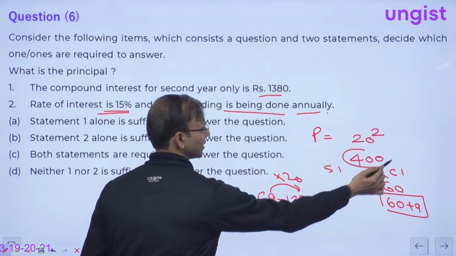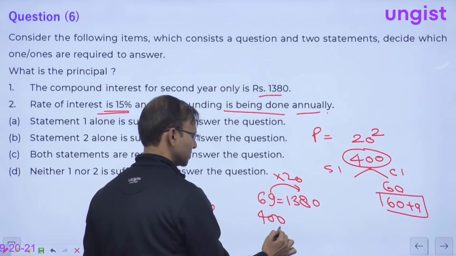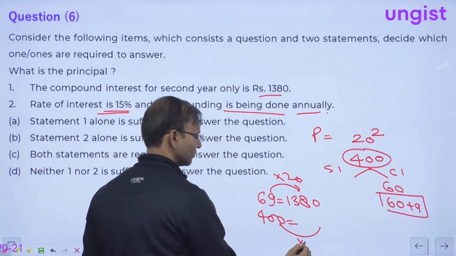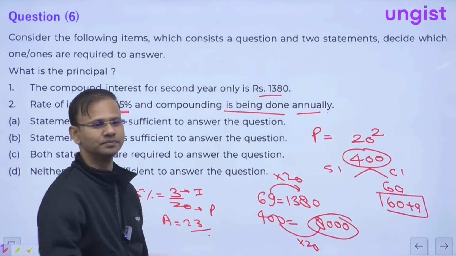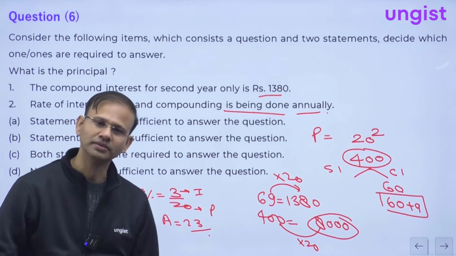So we have assumed the principal as 400. The question is asking what the principal is. So 20 times of this, this is 8000. So both the statements are needed to solve this question, right everyone?